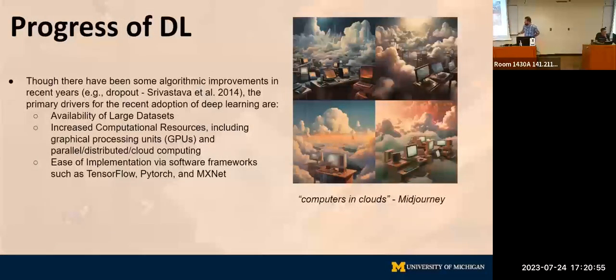So deep learning over the years, there's been a lot of algorithmic developments in the past 40 years or so. In the past 15, 10, 5, there haven't been so many, strangely enough, considering how popular it's gone. There are some, for example, the idea of dropout, which is something we'll cover tomorrow, which was invented 10 years ago. But the things that really made deep learning catch on recently are large data sets, increased computational resources, so GPUs, as well as parallel distributed computing, as well as the ease of implementation via software frameworks.